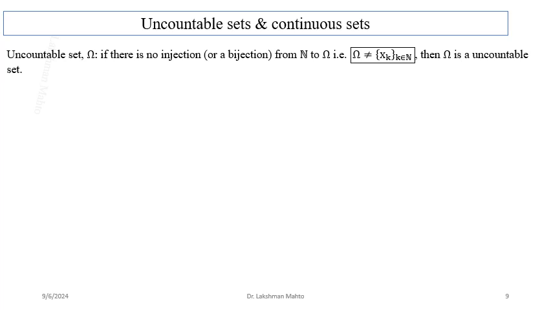What does it mean? It means that you fail to put the elements of that set in a single sequence form. If you fail to write the elements of the set in sequential form, then you will say that set is an uncountable set. That is the simple computational meaning of an uncountable set. You fail to write it in a single sequence form, so it is an uncountable set.